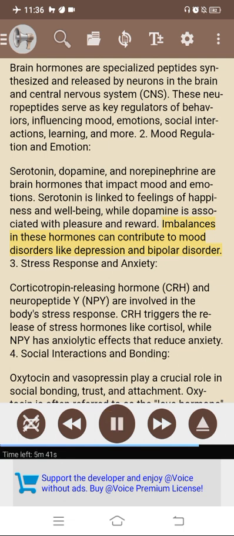Imbalances in these hormones can contribute to mood disorders like depression and bipolar disorder. 3. Stress response and anxiety. Corticotropin-releasing hormone (CRH) and neuropeptide Y (NPY) are involved in the body's stress response. CRH triggers the release of stress hormones like cortisol, while NPY has anxiolytic effects that reduce anxiety.